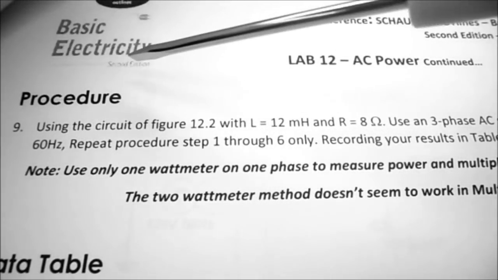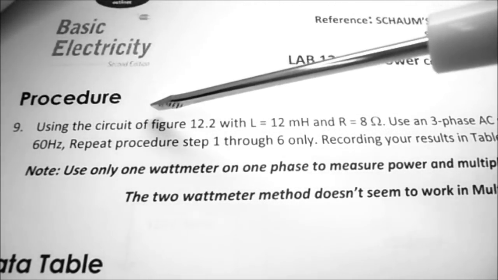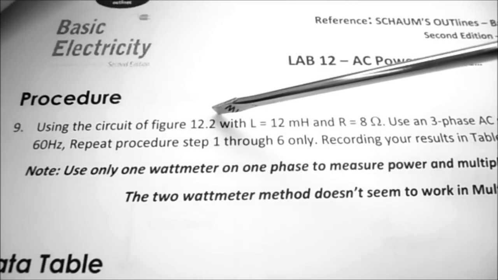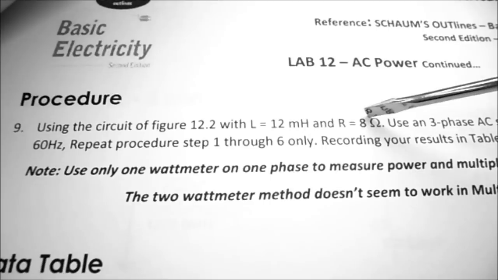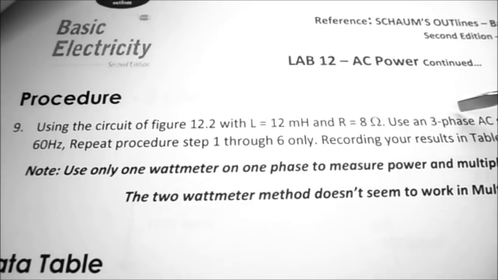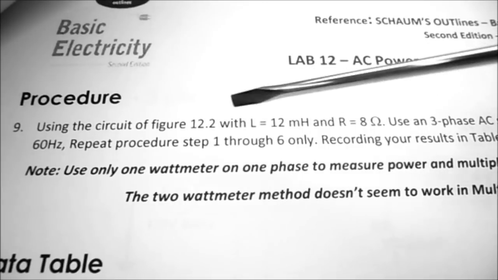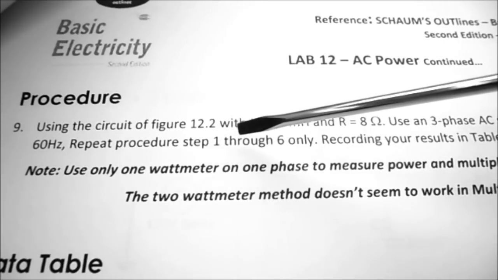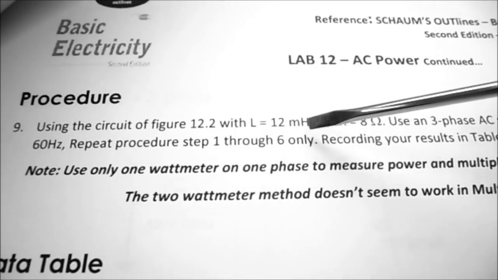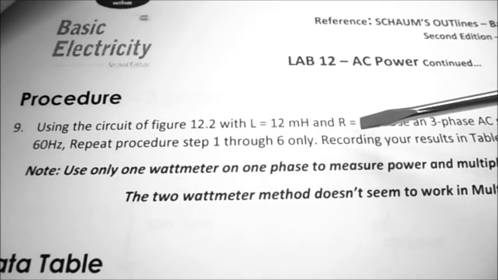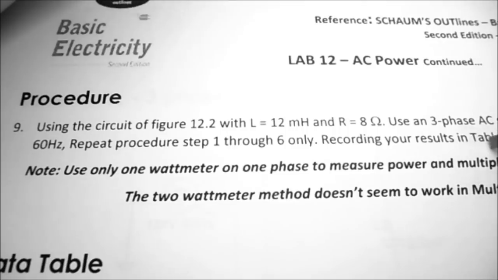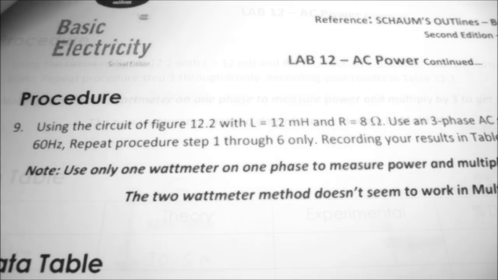So in procedure, step number 9, we're to use the circuit of figure 12.2, 12 millihenry inductor, 8 ohm resistor. We're using a three-phase source of 120 volts RMS at 60 hertz. We're to repeat the procedure of steps 1 through 6 only, so we're not going to do power factor correction, and we're to record your results in table 12.3.